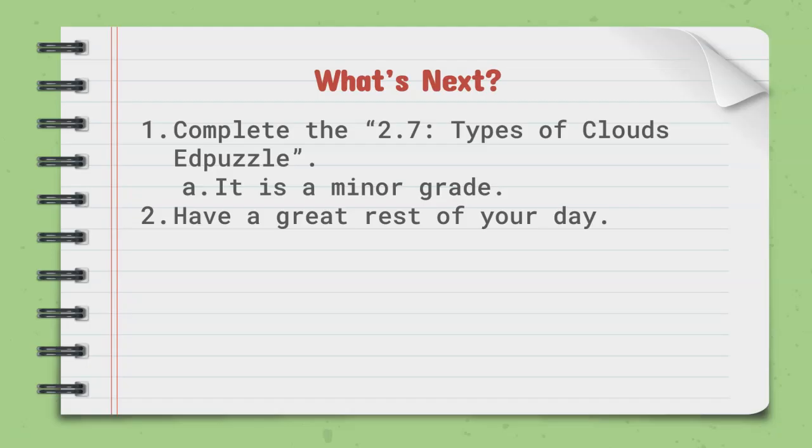So with that being said, we have gotten to the end of our video lecture. What I would like you to do is to complete the 2.7 types of clouds Edpuzzle. That video will go in the gradebook as a minor grade.